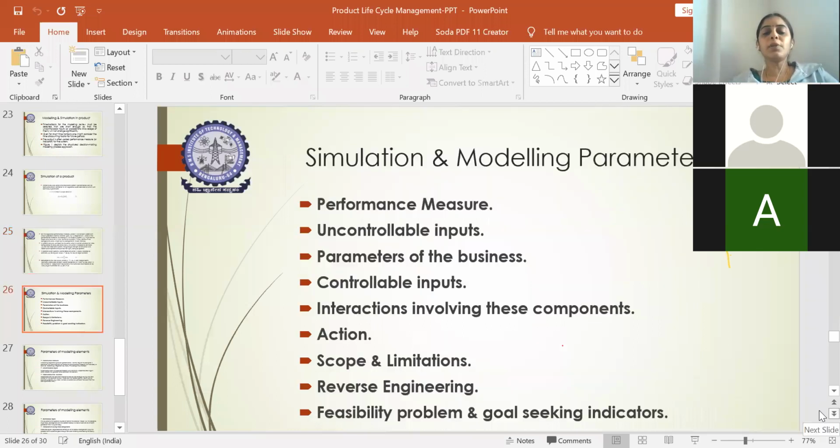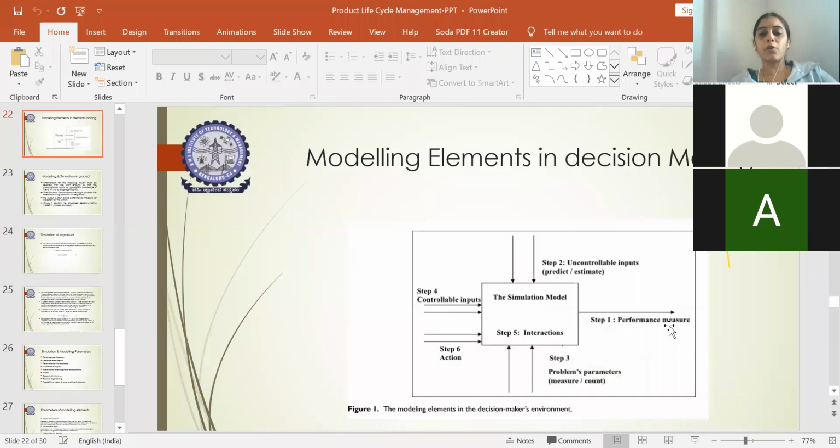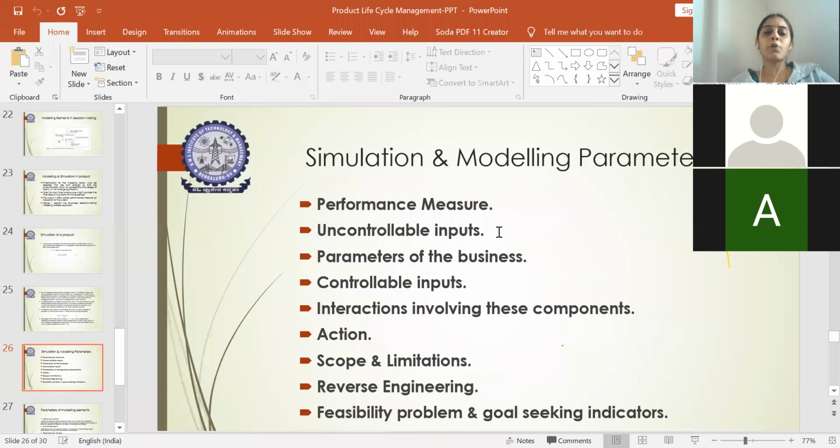Finally, the simulation and modeling parameters help in improving many factors. One is the performance measure. The performance measure we have already studied in the simulation model, which is nothing but the parameter Z. And then the uncontrollable inputs, which I also explained to you related to any functional product. There will be controllable and uncontrollable inputs.